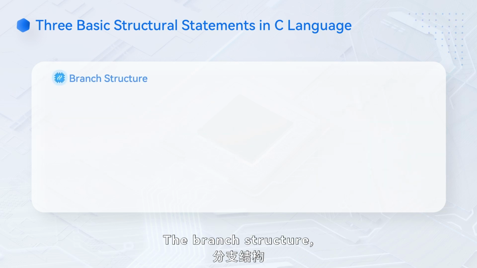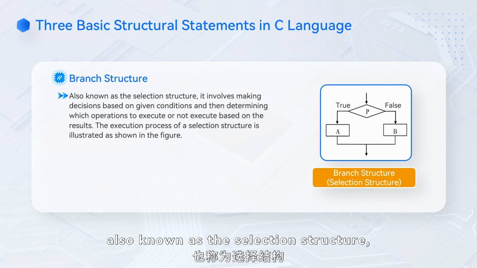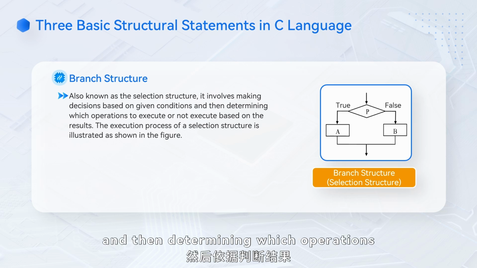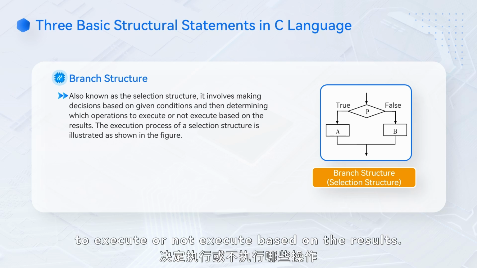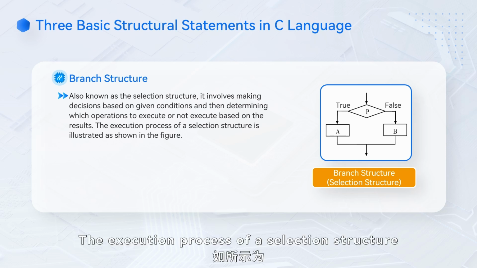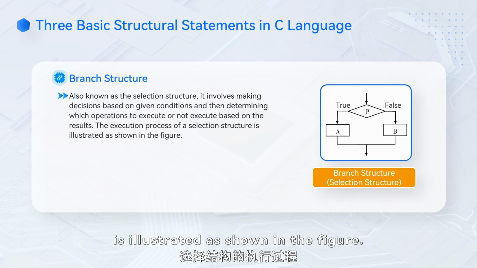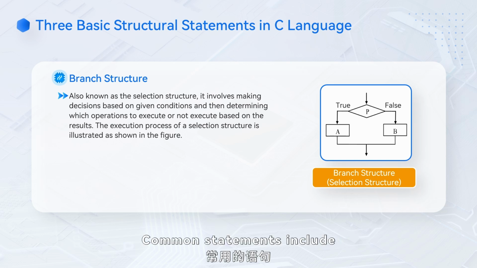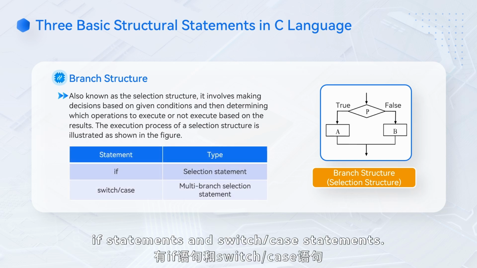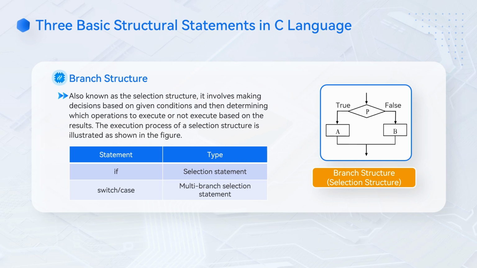The branch structure, also known as the selection structure, involves making decisions based on given conditions and then determining which operations to execute or not execute based on the results. The execution process of a selection structure is illustrated as shown in the figure. Common statements include if statements and switch or case statements.